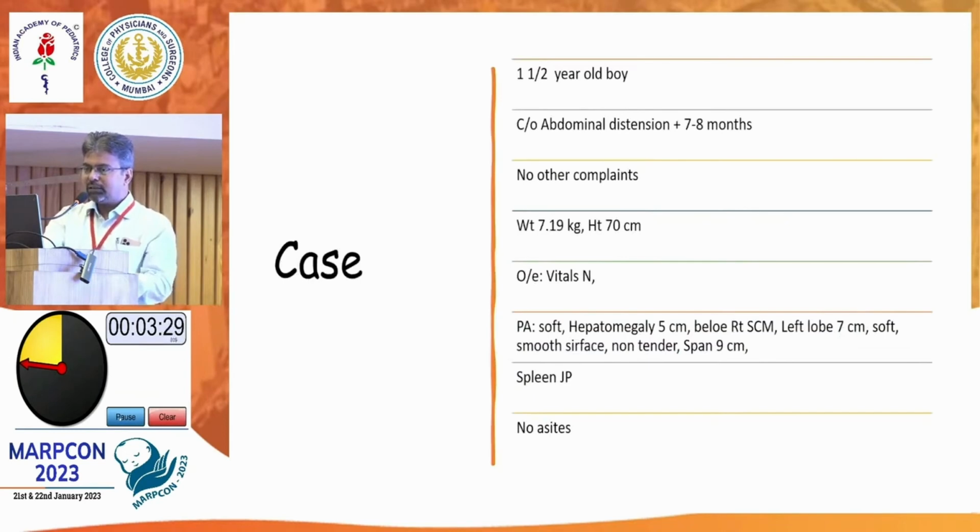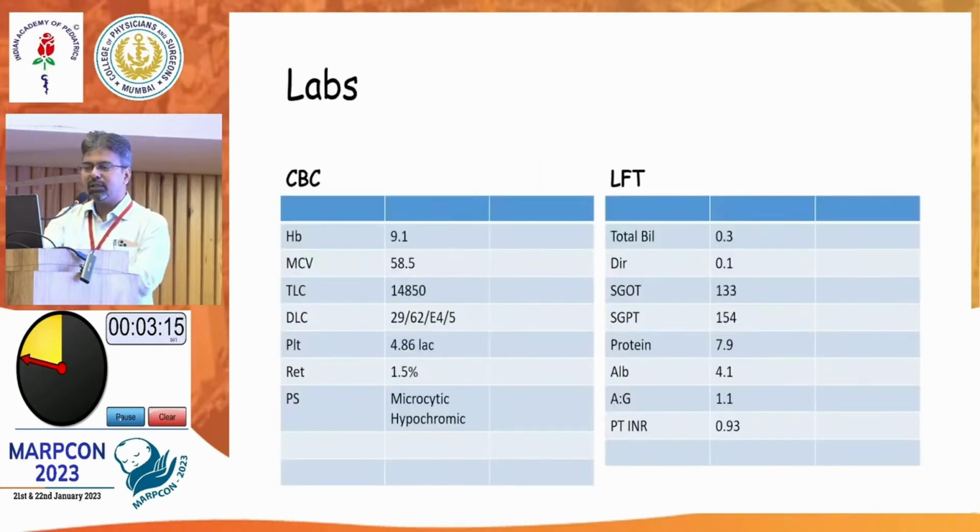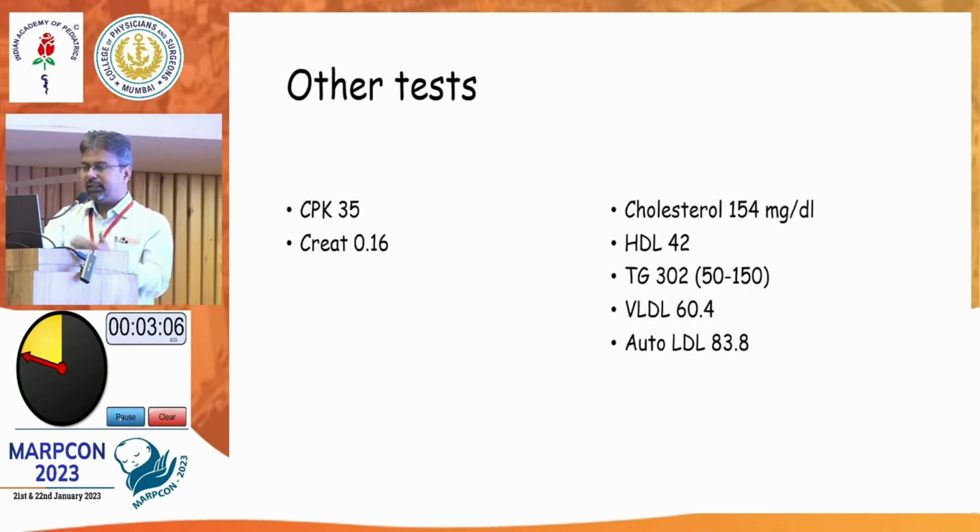Another case, this is a 1.5-year-old boy, abdominal distension for 7 to 8 months. The weight and height were on the lower side. Hepatomegaly was there, a soft hepatomegaly. And this was the child, no other abnormality. The bilirubin and everything was normal, but I took CPK because they are hepatomegaly patients coming to you, and even the lipid profile was normal.